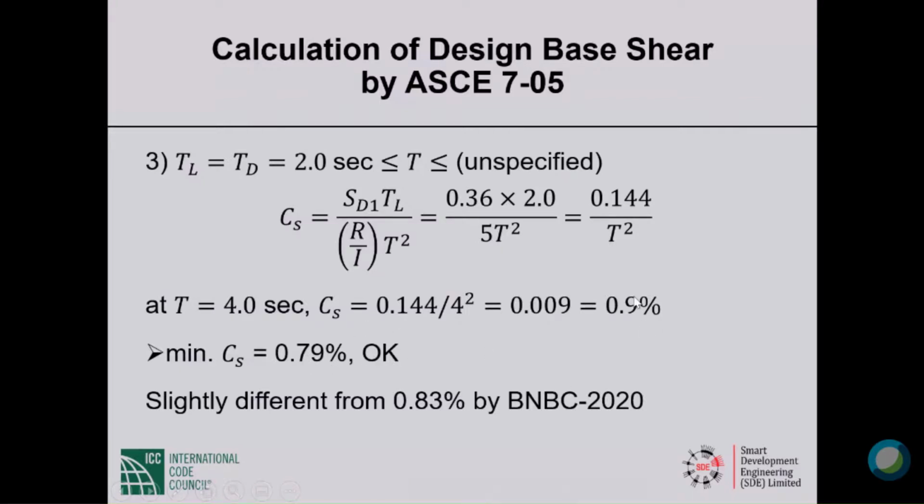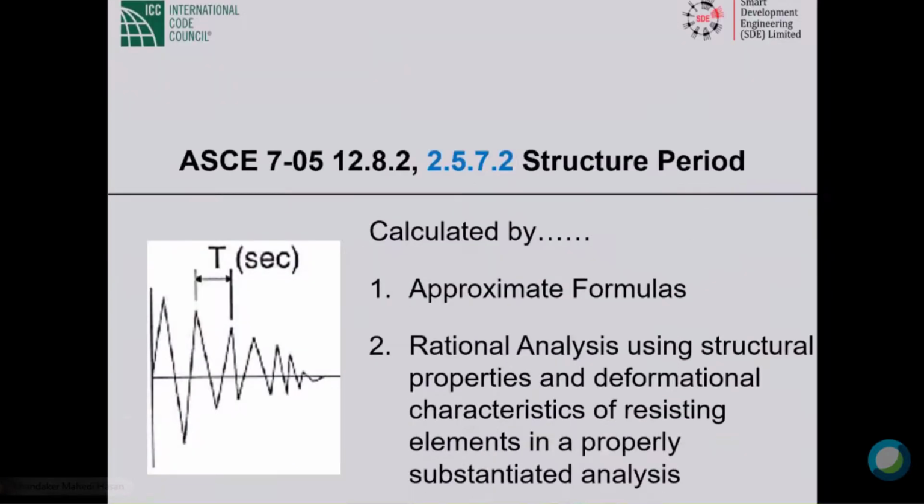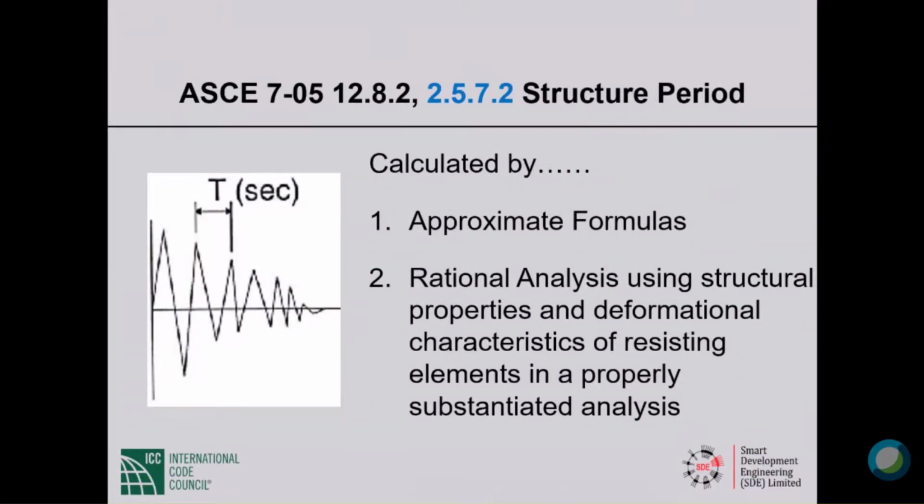And somehow this is the only place there was a little bit of a difference between AC 705 and BNBC. By BNBC, we got 0.83%. This is 0.9%. I have not quite figured out where it is creeping in from. They are not identical, but they are very, very close. So the two approaches look different. They are not different.